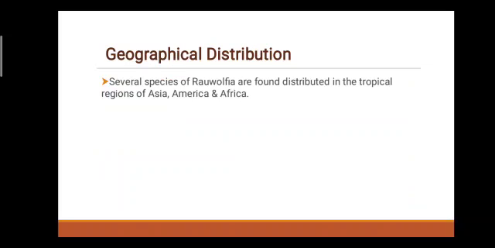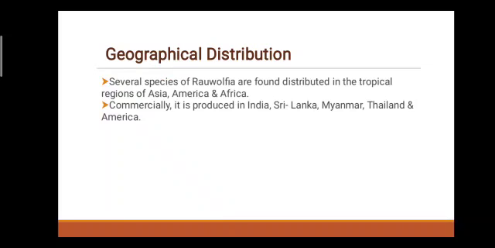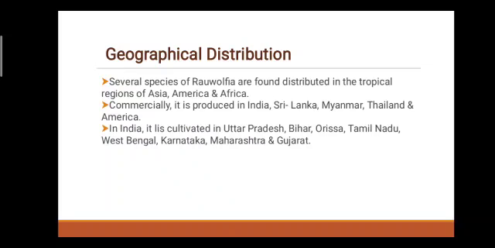Next point: geographical distribution. Several species of Rauwolfia are found distributed in the tropical regions of Asia, America, and Africa. Commercially, it is produced in India, Sri Lanka, Myanmar, Thailand, and America. In India, it is cultivated in Uttar Pradesh, Bihar, Orissa, Tamil Nadu, West Bengal, Karnataka, Maharashtra, and Gujarat.